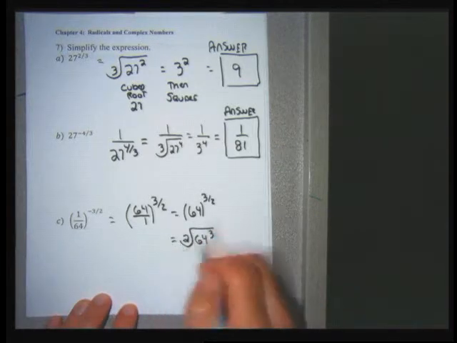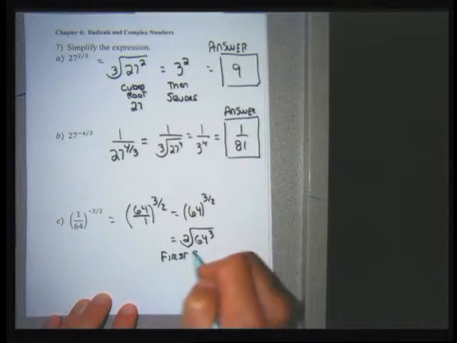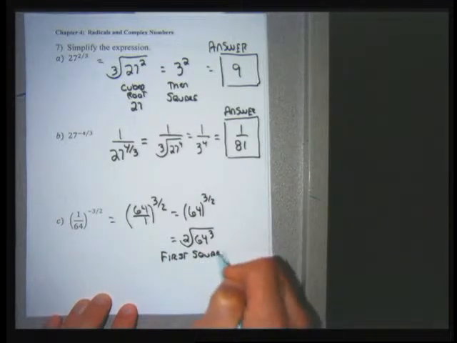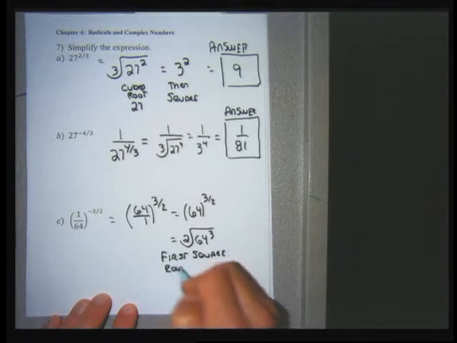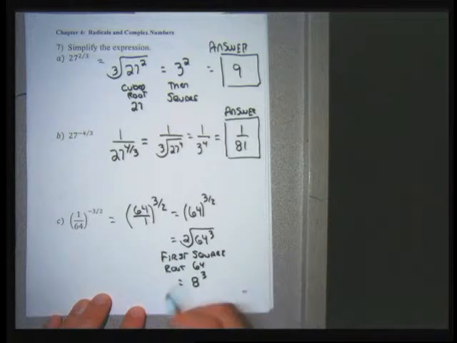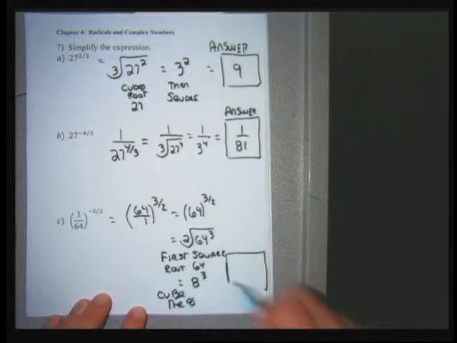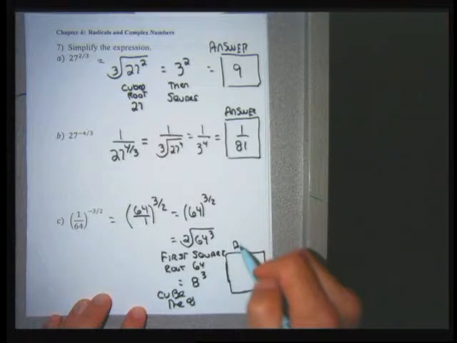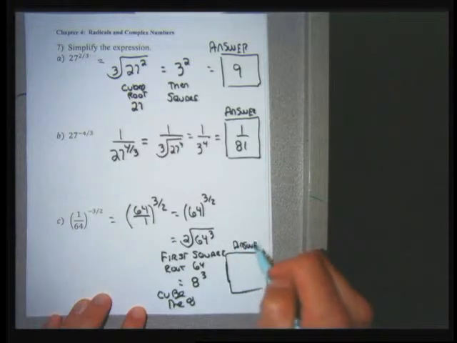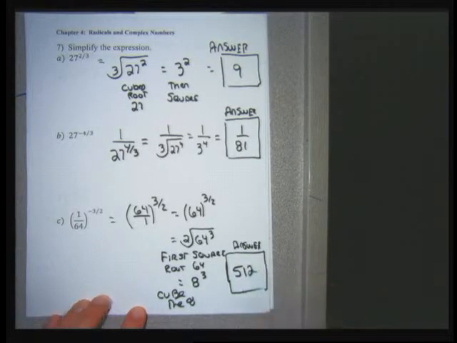And then, by hand, first I'm going to square root the 64. And the square root of 64 is 8. And then I'm going to cube the 8. And I believe that's 512. I'm going to check it on my calculator to make sure I wasn't doing funky bad math in my head. 8 cubed is 8 times 8 times 8, and I'm pretty sure that's 512.